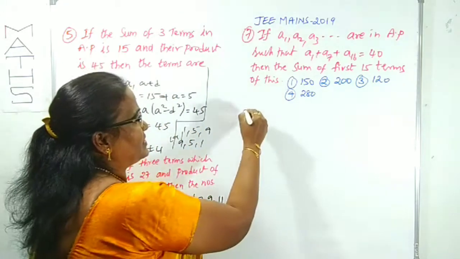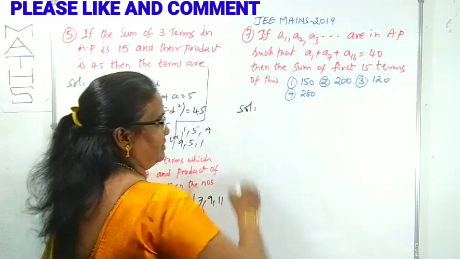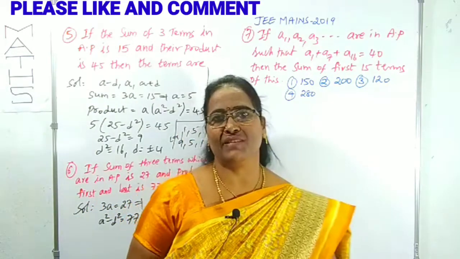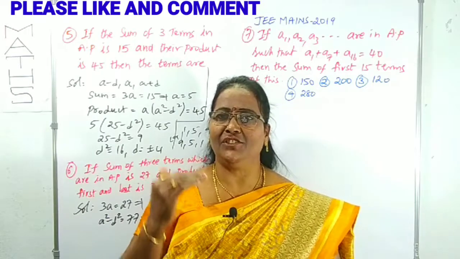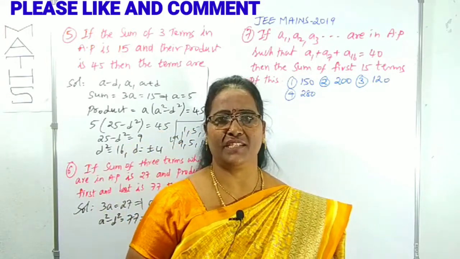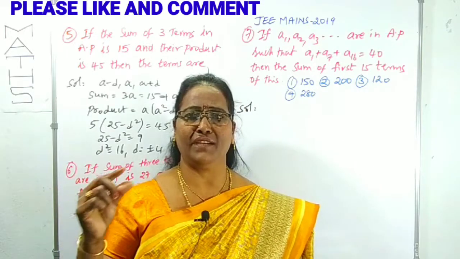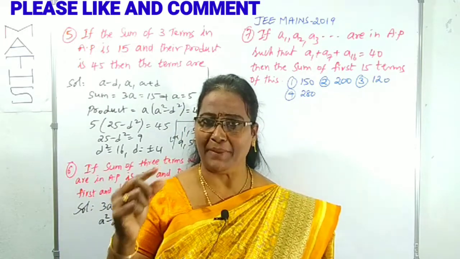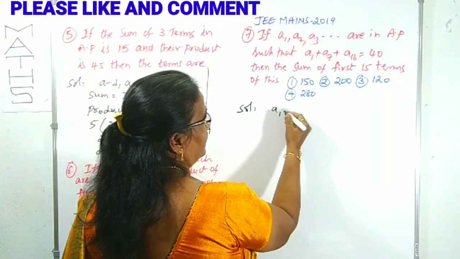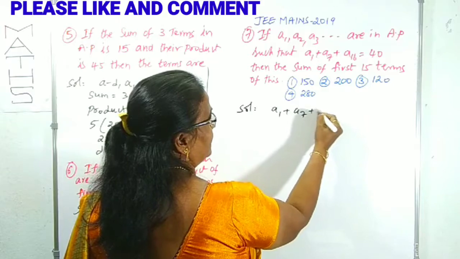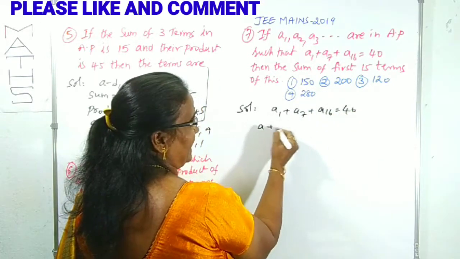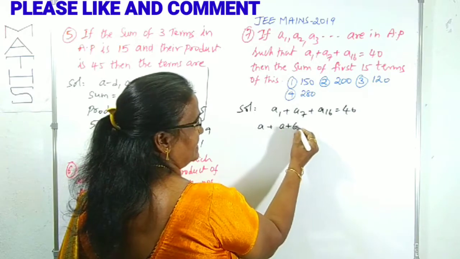So if you choose an assumption, it is highly impossible because of up to 16 terms, up to 15 terms, we cannot assume easily. For that you can use the general series. What is our first term in the AP series? a. Second term a plus d. Indirectly, A1 plus A7 plus A16 is 40. A1 is a. A7 we can take as a plus 6d, right?